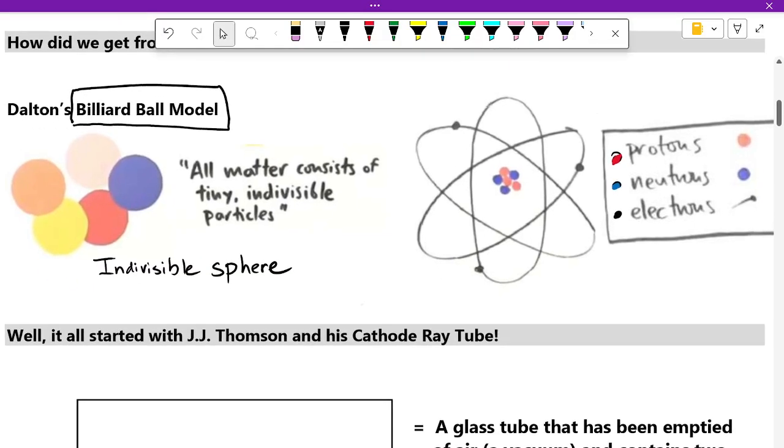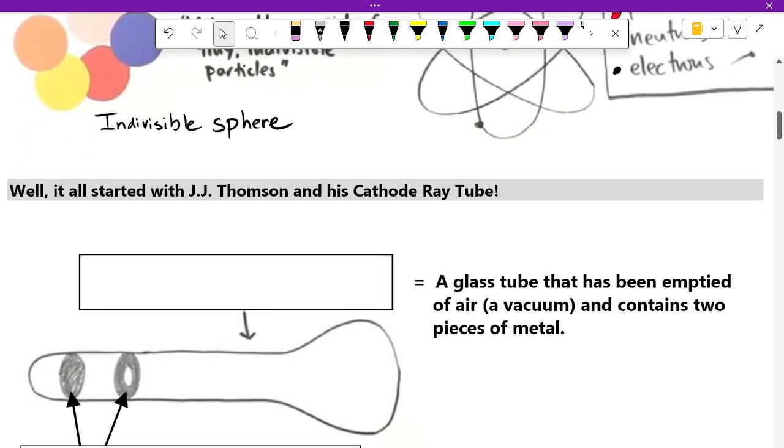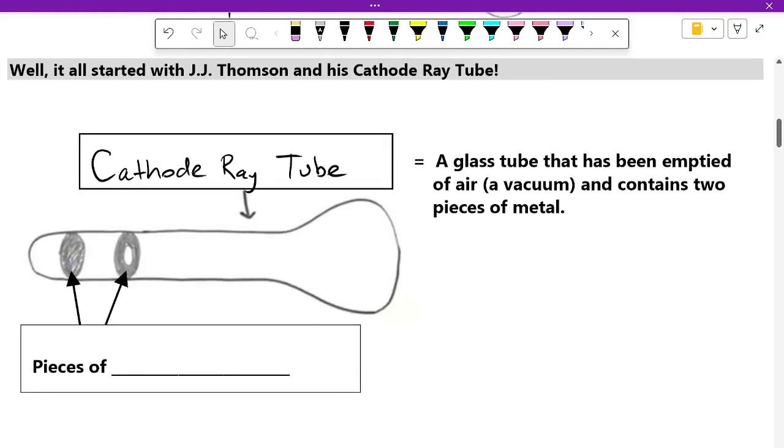It all started with J.J. Thomson and his cathode ray tube. What is this tube called? It is called a cathode ray tube. What are those two circular things? Those are pieces of metal.